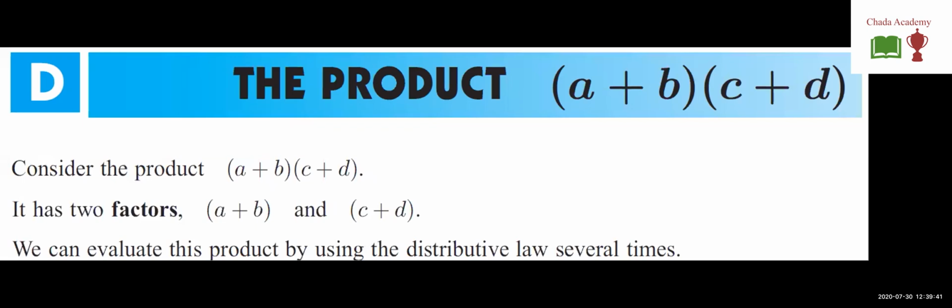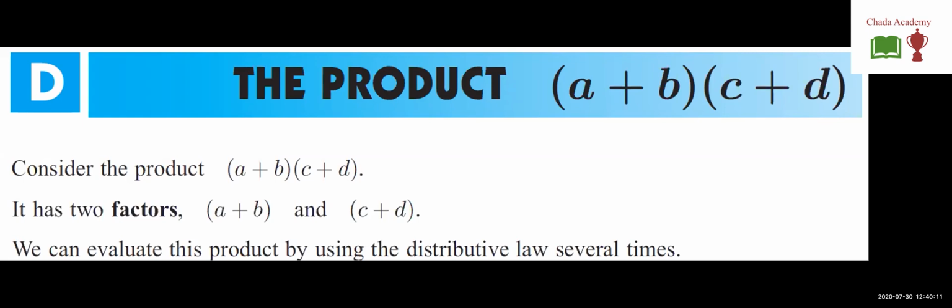When we have (a plus b) times (c plus d), in this case, it has two factors. We saw previously when we had a plus b and another number here. But now if we have this form, a plus b and another c plus d, we have four different numbers: a, b, c, and d.